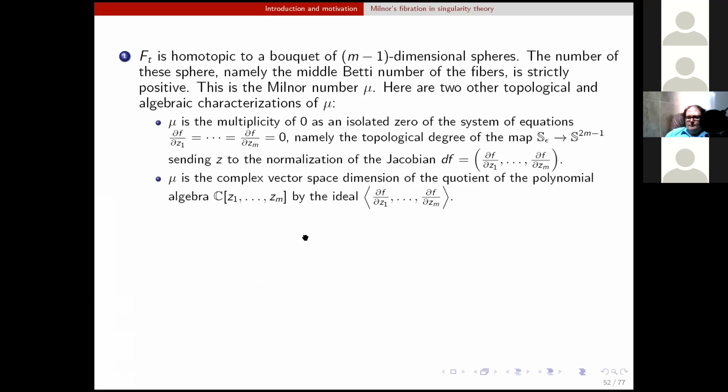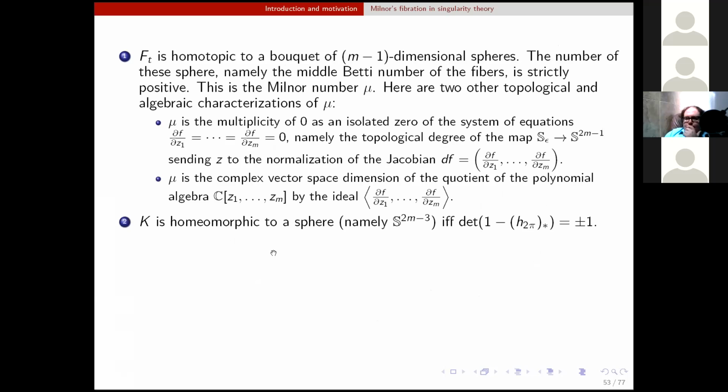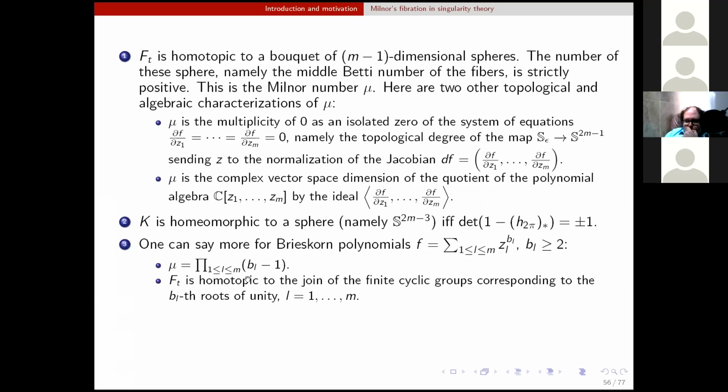And okay, Milner wrote a book about this stuff. His book is called Singularities of Complex Hypersurfaces. It's a small booklet. He develops all the stuff for you in full detail. He, and also Vladimir Arnold, found some other interpretations of this mu. But for the special case, let me tell you just this one.